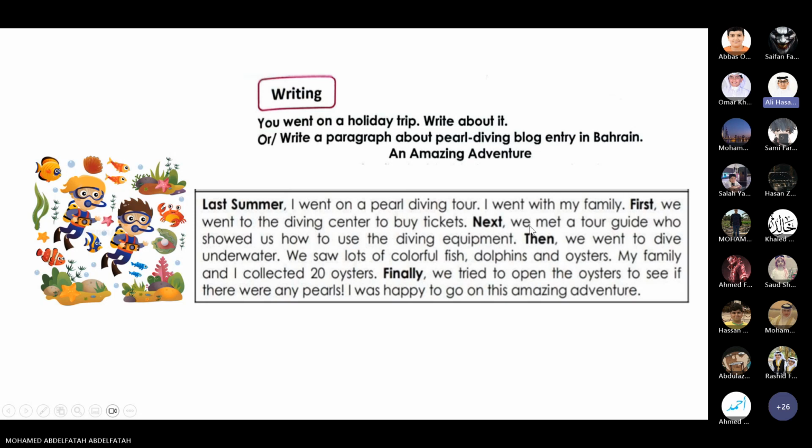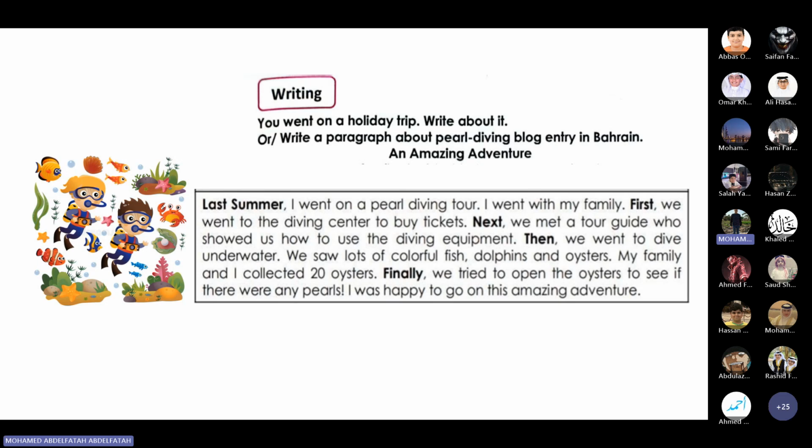Next, we met a tour guide who showed us how to use the diving equipment. Then we went to dive underwater. We saw lots of colorful fish, dolphins, and oysters. My family and I collected 20 oysters. Finally, we tried to open the oysters to see if there were any pearls. I was happy to go on this amazing adventure.